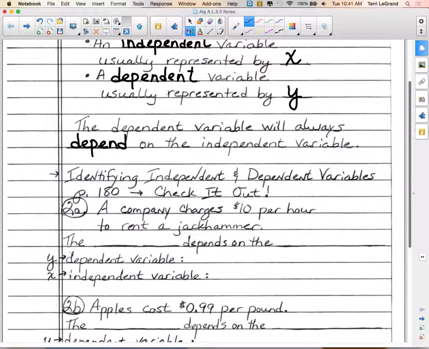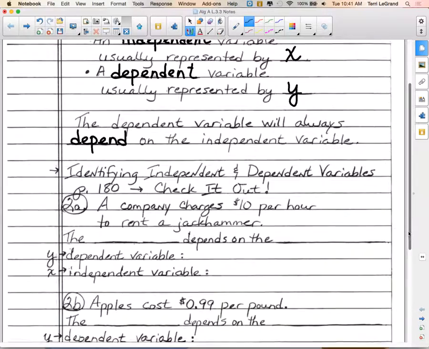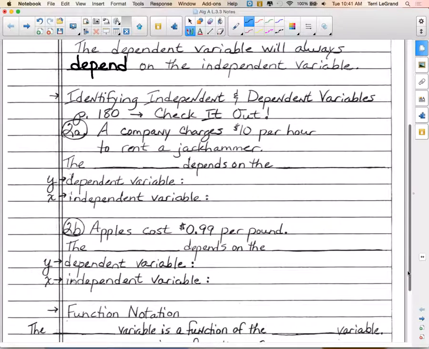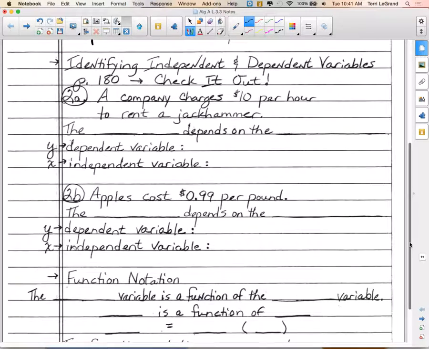So when we think about situations even in life, there are things that we're independent of, there are things that we're dependent upon, and something is in control. So that's what we're going to be thinking about with our situations where we are identifying independent and dependent variables. Who's in control? What's in control? What's making the other thing happen?